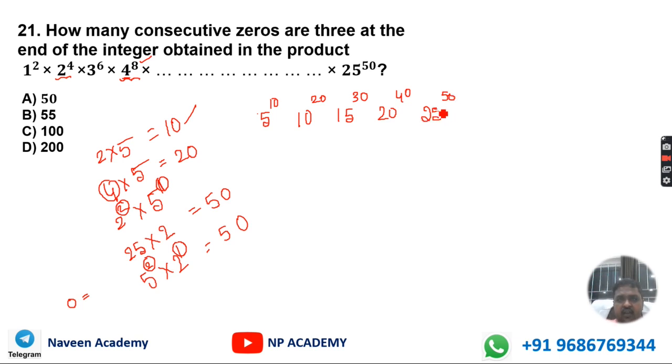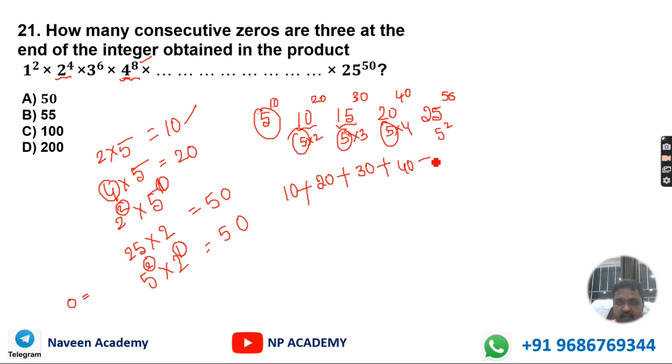Yes or no? So now if you see this one, here 10 is there, you will get 5 into 2, only one 5. In 15 you will get 5 into 3, only one 5. Here 20 means 5 into 4, so one 5. 25 means you are getting 5 square, my dear friends. So here 5 power 10, so 10 times 5 will come, plus here 5 power 20 means 20 times you will get 5. Again 5 power 30 means 30 times, plus 40 times, plus here 5 square whole power 50.